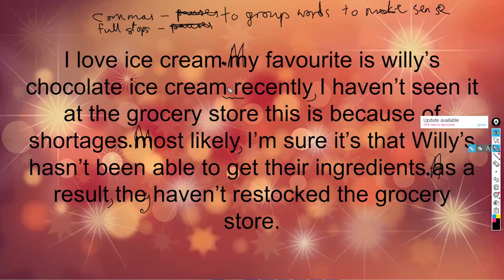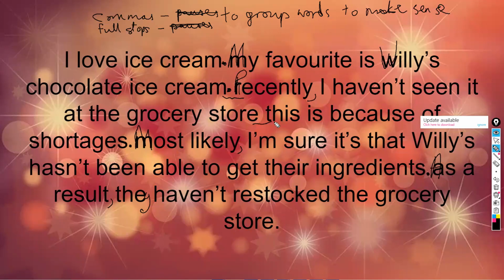So yes, the first full stop goes here. This becomes a capital R, because again, my favorite is Willie's chocolate ice cream is a full complete idea, so I could put a full stop. So I'm not going to put a comma. Recently, I haven't seen it at the grocery store. All right. Then I have, this is because of shortages.